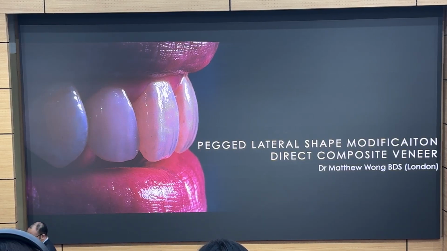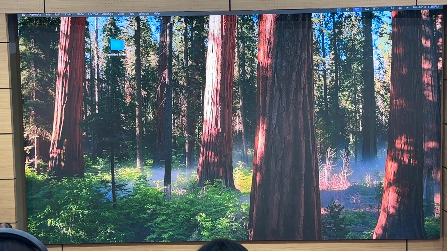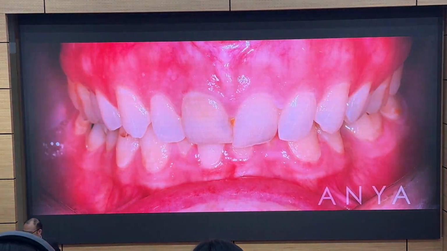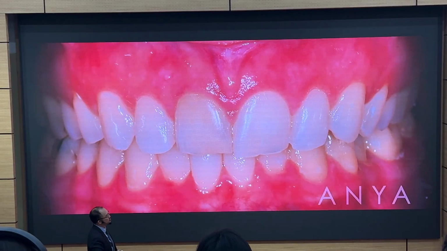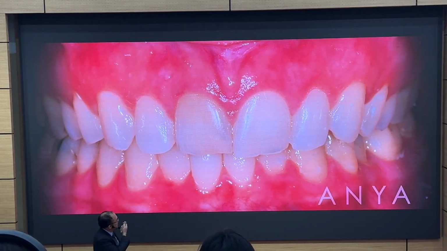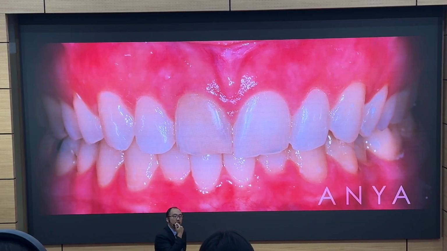Okay? What else can we do with injectables? Well, of course, for injectables, you know about the injection molding technique, right? For the injection molding technique, it's very common. I've done a few cases and they look great. They're very easy. I'm not going to go into detail. This is Anya. She wanted to do something for her front teeth. One is to change the shape of the tooth, one is to change the discoloration of the tooth.